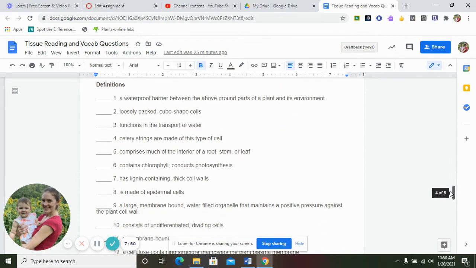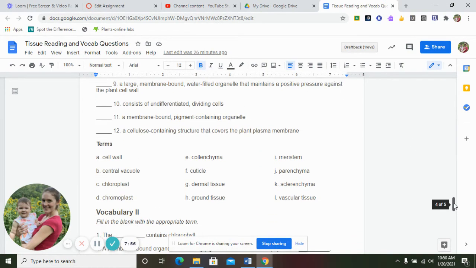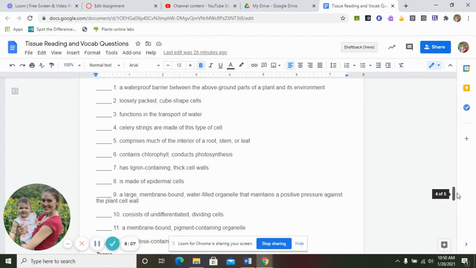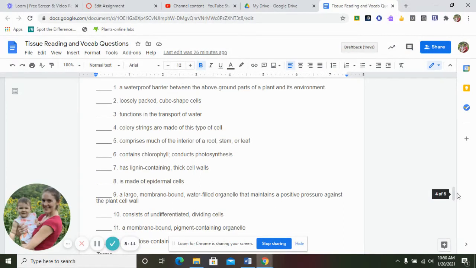Next, we have some vocab. And they do give you a word bank down there below. So you're going to be using this word bank for both the terms in part 1 and part 2, which is right below. You'll use some of the terms more than once.